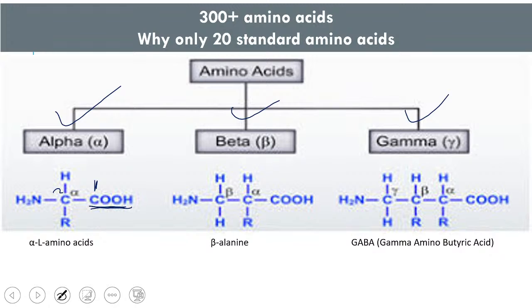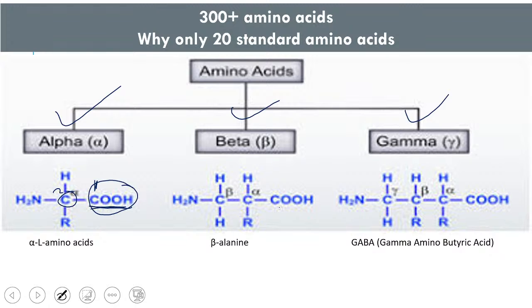Another type of nomenclature we are having is numbering on the basis of alpha, beta, gamma, delta. In this case, we are not going to start with the carboxylic acid carbon. The first carbon near to the COOH group, we are going to call alpha. So in this case, this is my COOH group, so this carbon we will call the alpha carbon.